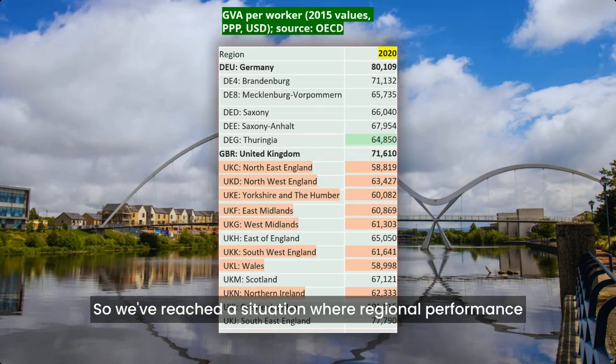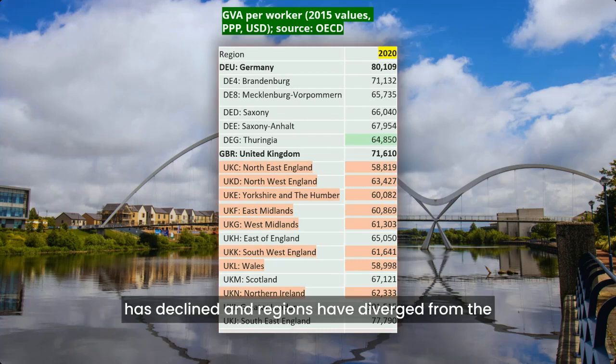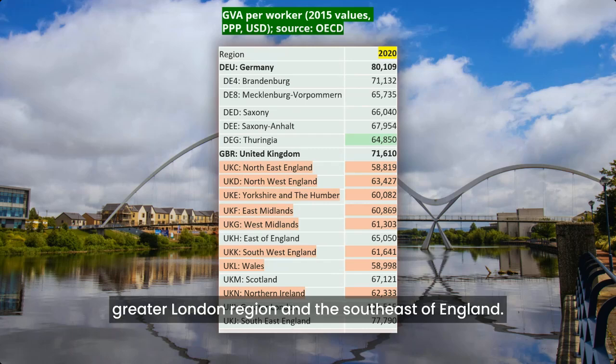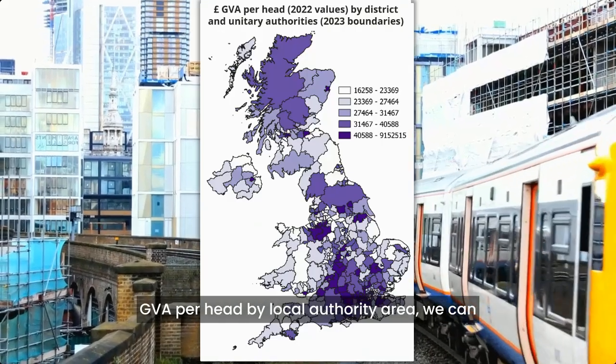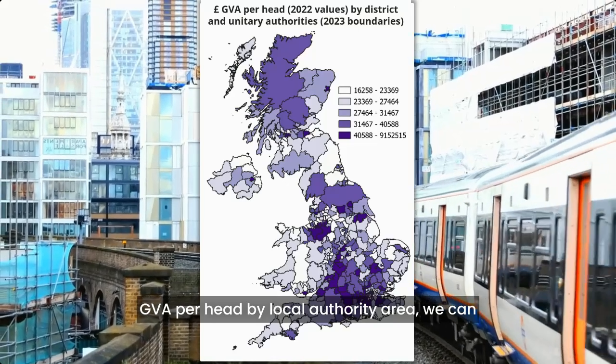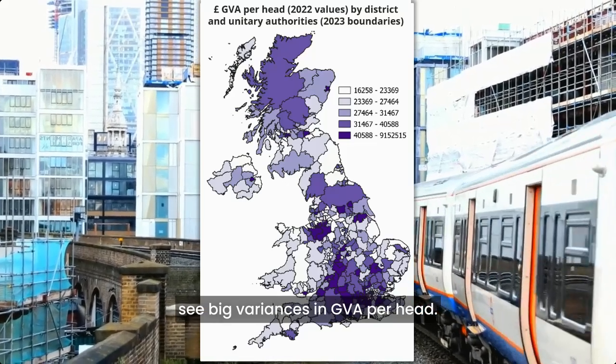So we've reached a situation where regional performance has declined and regions have diverged from the greater London region and the southeast of England. If we break that down at a local level into GVA per head by local authority area, we can see big variances in GVA per head.